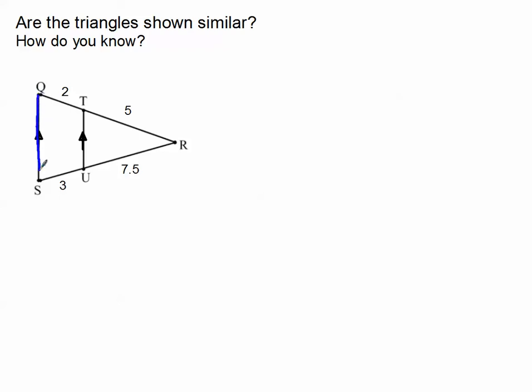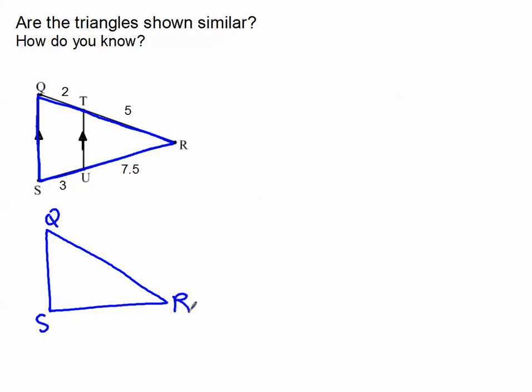Well, what triangles do we see here? Maybe we draw them separate from each other. I see a triangle that's QSR, so I'm going to draw that separate from the picture, QSR. And I see another triangle inside that triangle, TUR. So it's a little bit smaller. I'm going to draw it separate from the picture, TUR.